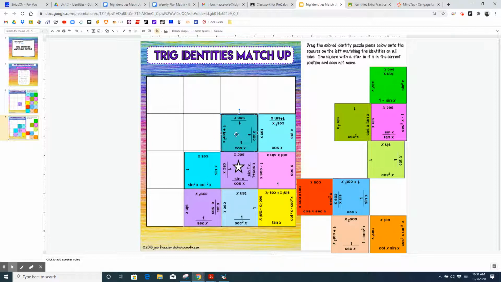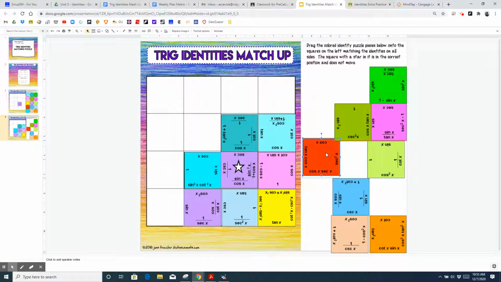So now I'm working to the left, and I see 1 plus tangent squared. All right, that's equal to secant squared. So I'm looking for secant squared, and I see that's right there. All right, but I have cosine times secant, which is not equal to cosine. So I got to abort that mission. So 1 plus tangent squared is equal to secant squared. Do we see any other secant squareds?